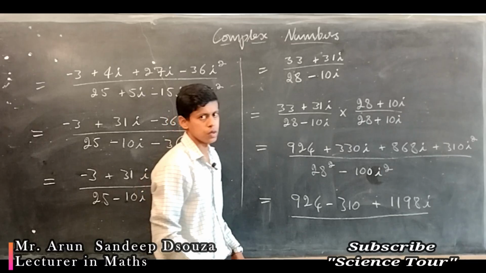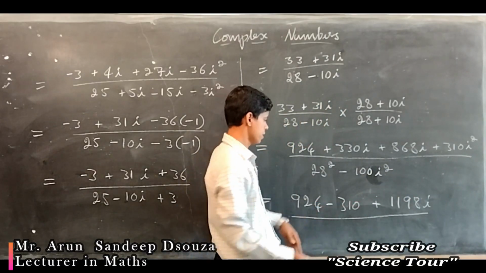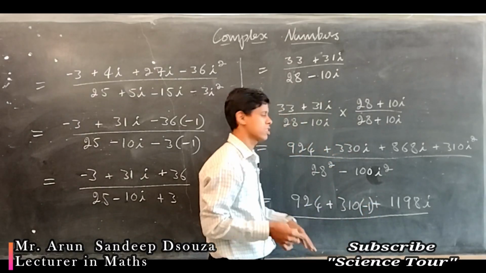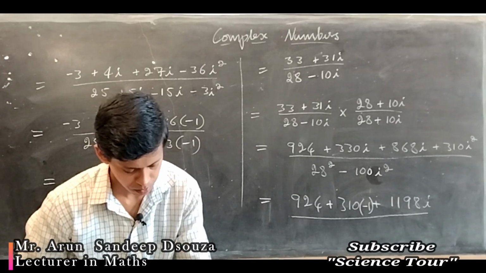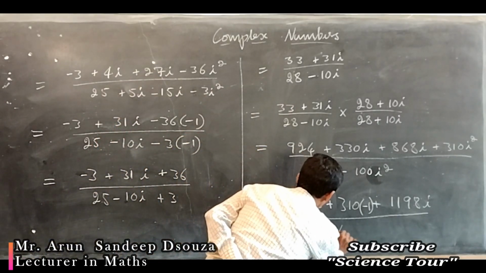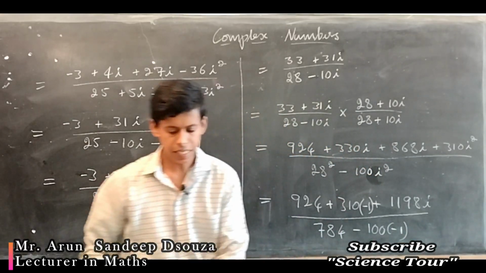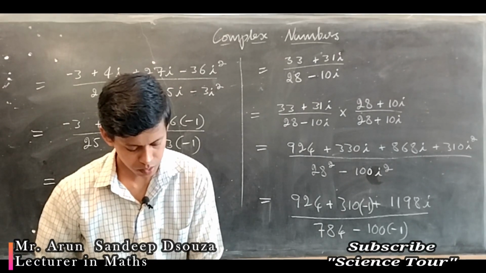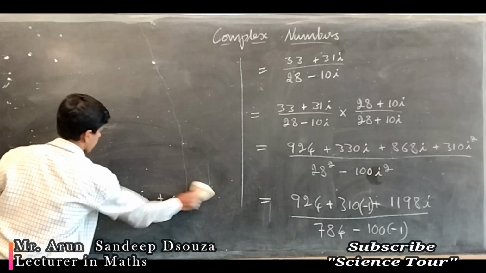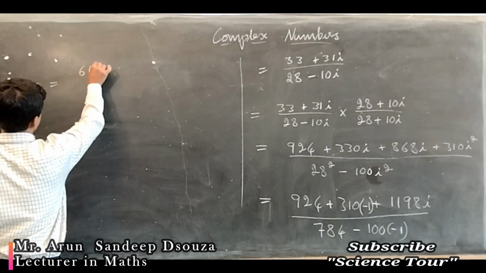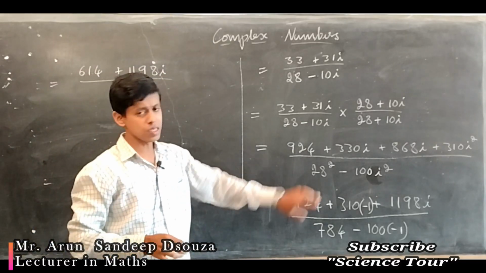So 1198i divided by, okay, do you have confusion in this step? No, right? Because this is i square, I have written minus 1 directly. Shall I write minus 1 itself? For your clarification, doesn't matter. So this is 28 square there. So you have 28 square, that is 784, minus 100 into minus 1. Now 924 minus 310, you have 614, and plus 1198i divided by 784 plus 100, 884.